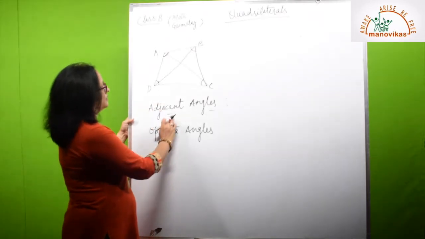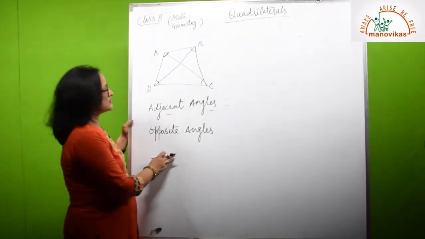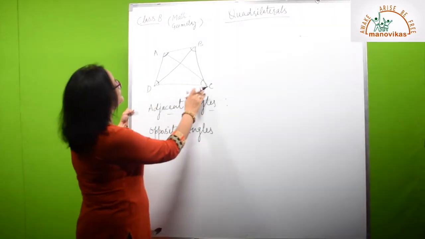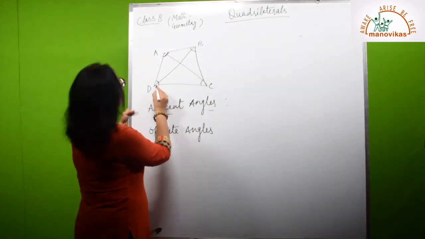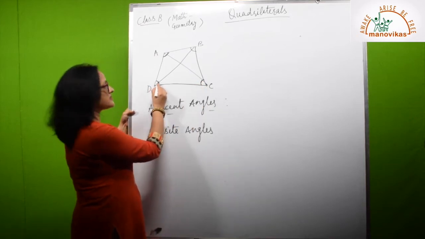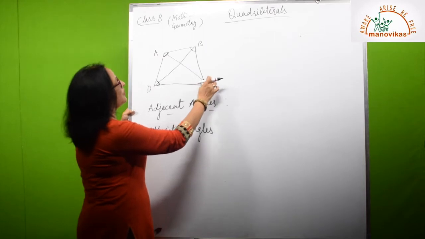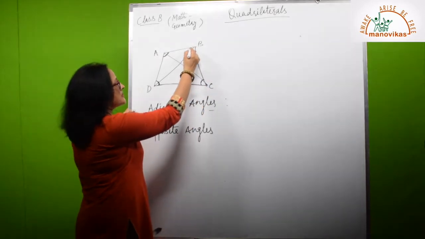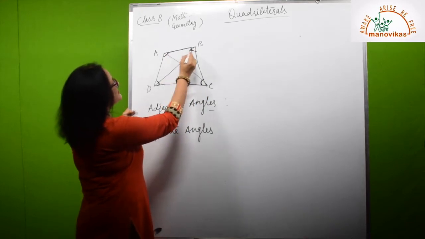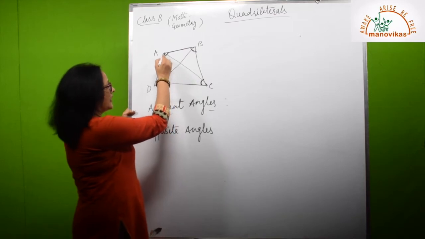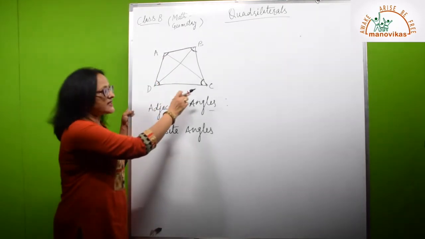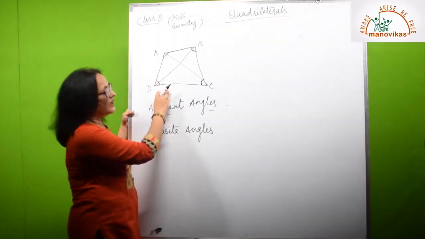Now we will discuss adjacent angles and opposite angles. First, adjacent angles. Adjacent angles are those angles which are formed on the same base. Like if we take side DC, on DC you can see there are two angles formed, angle C and angle D. Similarly, on side BC, there are two angles, B and C. On the side AB, two angles, B and A. And on the side AD, two angles, A and D. So the angles formed on the same side are called adjacent angles.